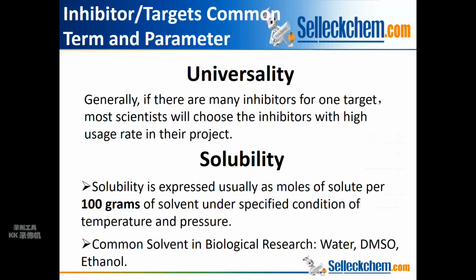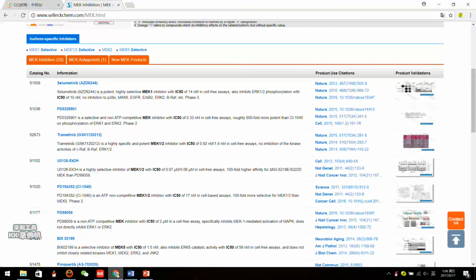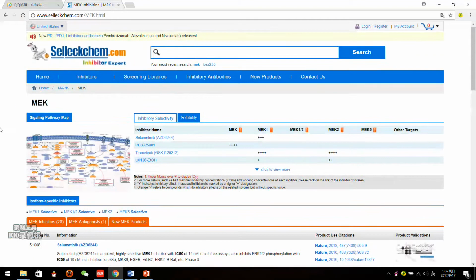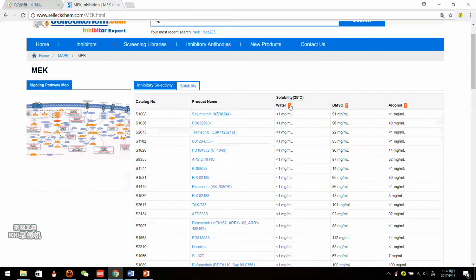Our functional website also could help these customers. We list all MEK inhibitors here. You can click the arrow to sort according to the solubility of a specific solvent.